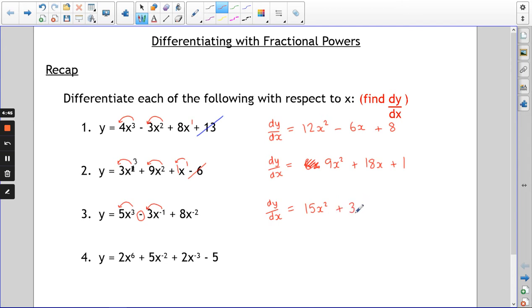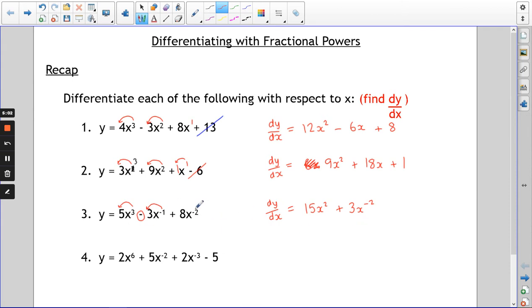Okay, we were on x to the power of minus 1 to begin with, and if we take away 1 from that, we'll end up on minus 2. Okay, you don't need to rewrite that as over x squared, you can leave it in index form, that's absolutely fine.